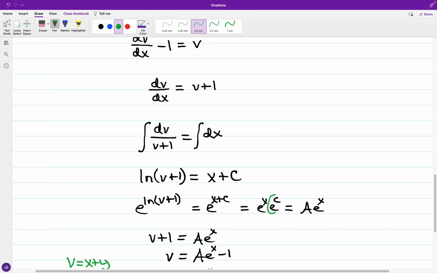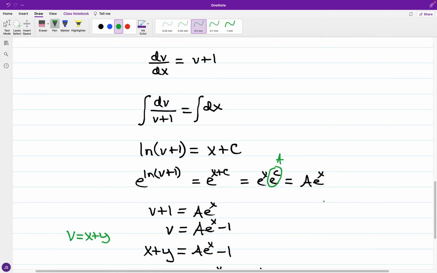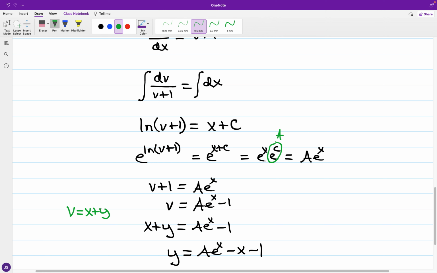Okay, so we have e to the c goes to a, thus we have a times e to the x. And so we have v plus 1 is equal to a e to the x, and isolating v, we have v is equal to a e to the x minus 1. And again, going back to what we had v defined as, that is equal to x plus y.